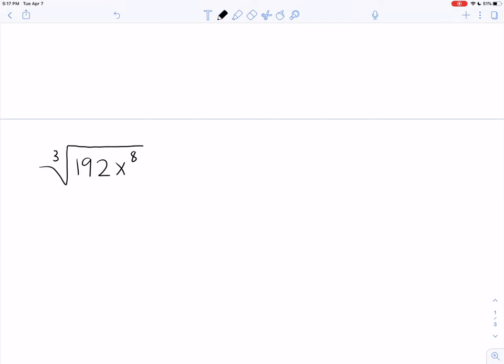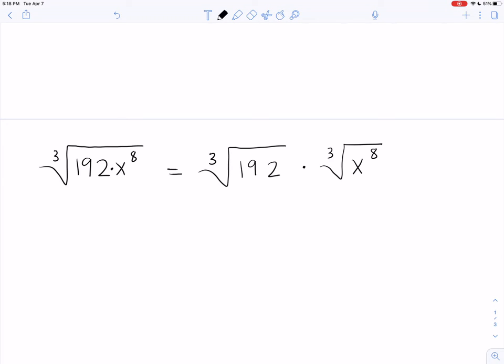Now again, the first thing I'm going to do is break this up into individual factors because there's a multiplication in here. I can do that. And I'm going to write this as the cube root of 192 times the cube root of x to the 8th power, much like we saw in our previous example.